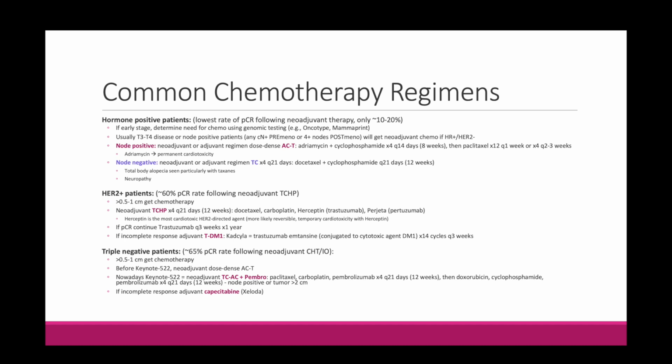So anything T1B to T1C or above will be getting chemotherapy. For HER2 positive cancers, in the neoadjuvant setting, we typically give TCHP, which is docetaxel, carboplatin. So now the C is different too. It's carboplatin, Herceptin, and Perjeta. And Perjeta is just pertuzumab, which is another targeted agent against the HER2 receptor.